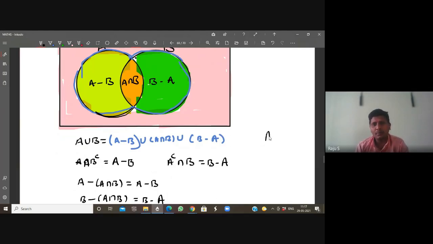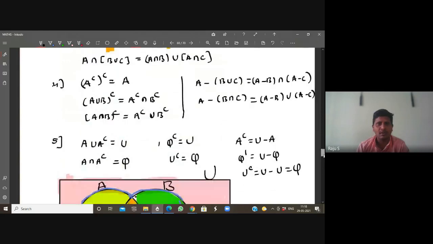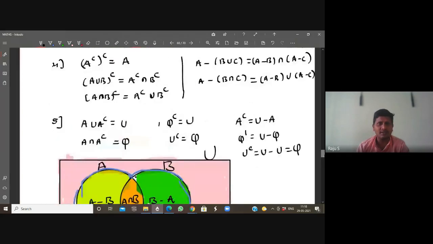For A complement, just now we wrote U minus A, and B complement we wrote similarly. But you should remember these properties, A minus B and A intersection B complement. Okay. And also remember the complement formulas. With the help of the Venn diagrams, can you check this property?